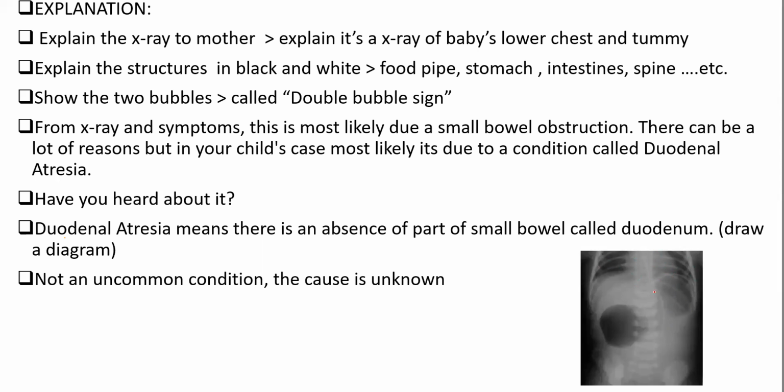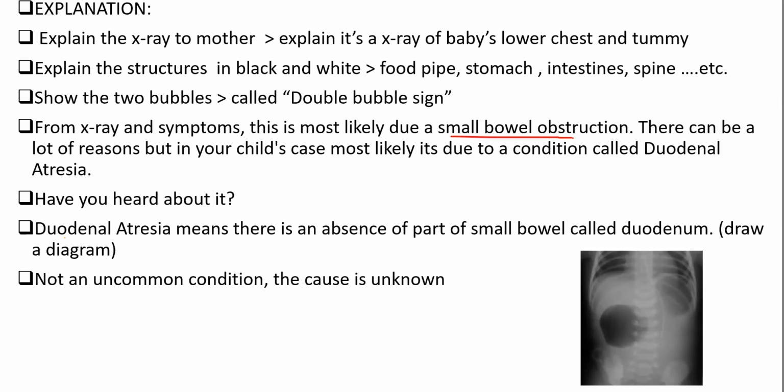And then if you come down to the tummy, you can see two rounded structures. Can you appreciate that on his tummy? Yes, doctor. That is what we call the double bubble sign. And this has a very specific classic phenomenon, and we get it in a condition which we call duodenal atresia. And that is a part of a small bowel obstruction.